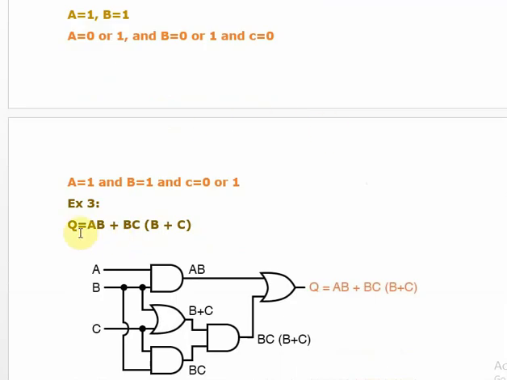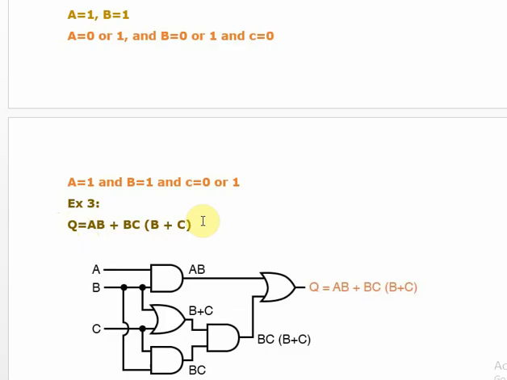Now see here, Q is equal to AB + BC + BOC. Now first we are coming here from Q is equal to AB +, right? Then soon after AB +, this is one branch, right?